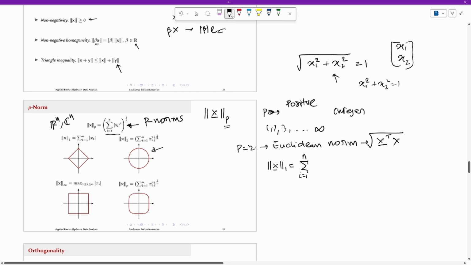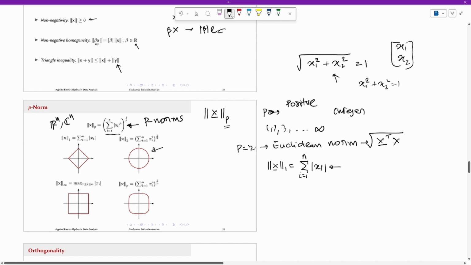P is 1, so you're not raising it to any power. 1 by P is 1, so you're not taking any root. Essentially, this says the 1 norm, another way to measure the length of a vector in Rn, is you simply take the individual elements, take the absolute value, and add all of them together. So a vector which has relatively large values for its components would report a larger length, or be at a larger distance than something with smaller values for its components, which makes intuitive sense, right?